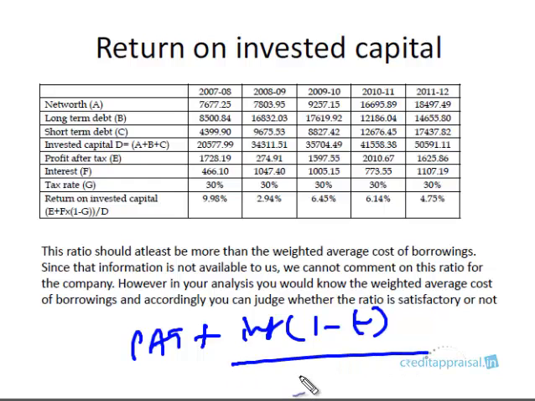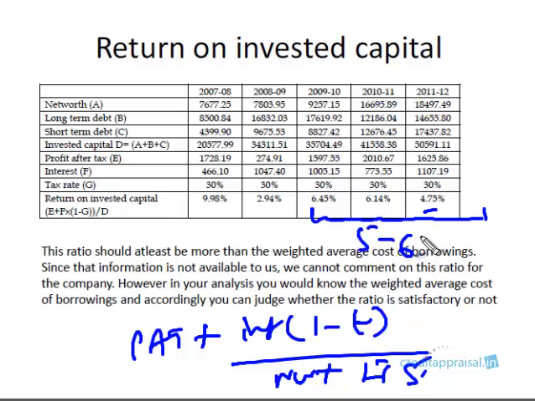And then we divided by what is known as the invested capital. Invested capital is nothing but net worth plus all your debt, both long-term debt and short-term debt. This we discussed in the previous chapter; please refer back if you want more clarity. We have calculated accordingly, and you can see the return on invested capital, let us focus on the last 3 years, is around 5 to 6%.